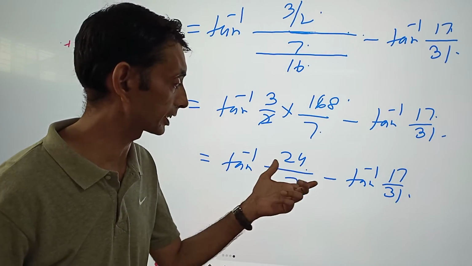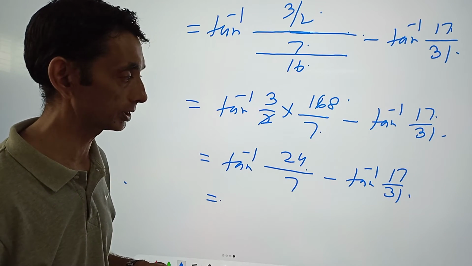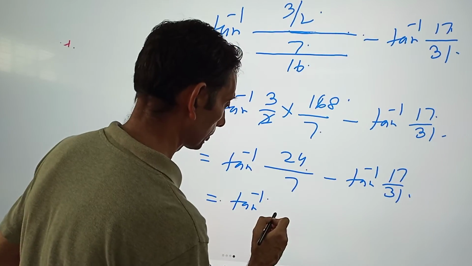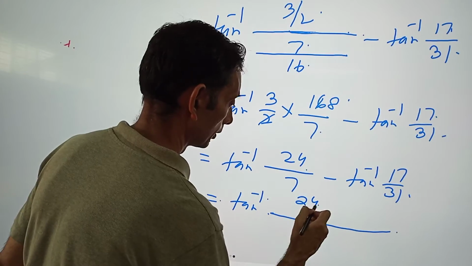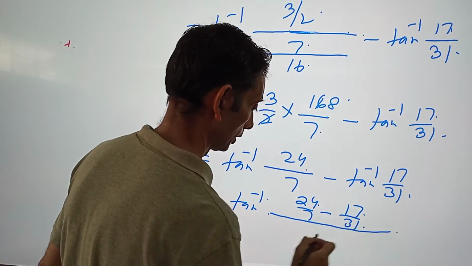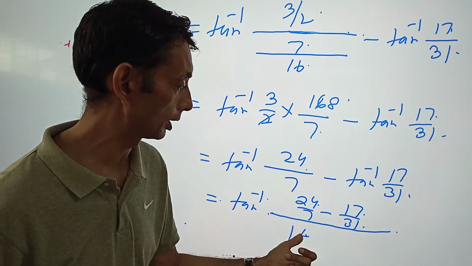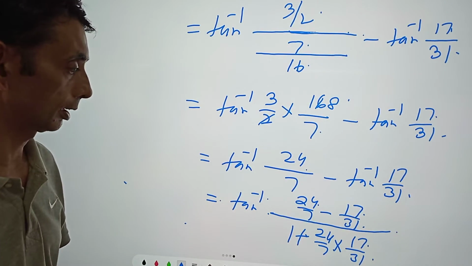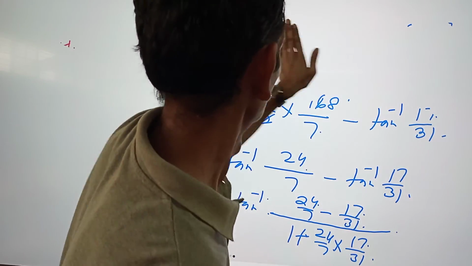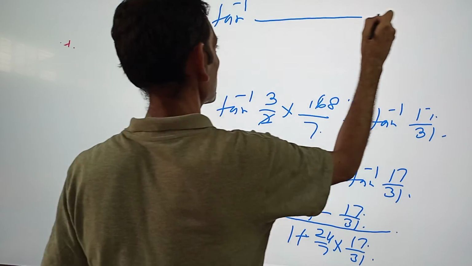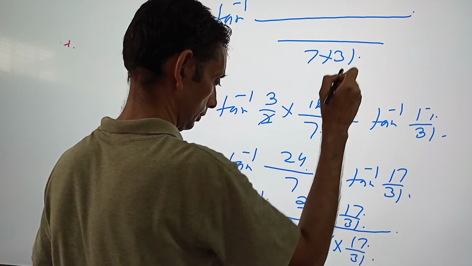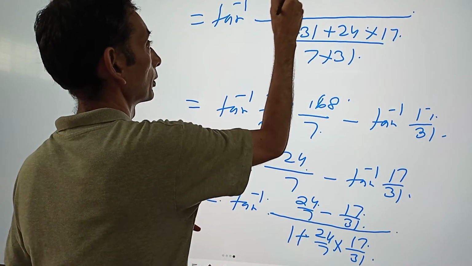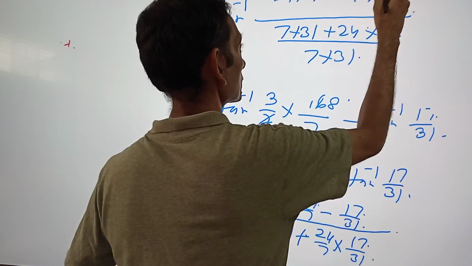So we'll now use the tan inverse x minus tan inverse y formula. The formula is: tan inverse a minus tan inverse b is tan inverse of a minus b by 1 plus ab. So tan inverse of 24 by 7 minus 17 by 31, over 1 plus 24 by 7 into 17 by 31. If we simplify this and take the LCM, this is 7 by 31, and we get 24 into 31 minus 7 into 17 over 7 into 31 plus 24 into 17.